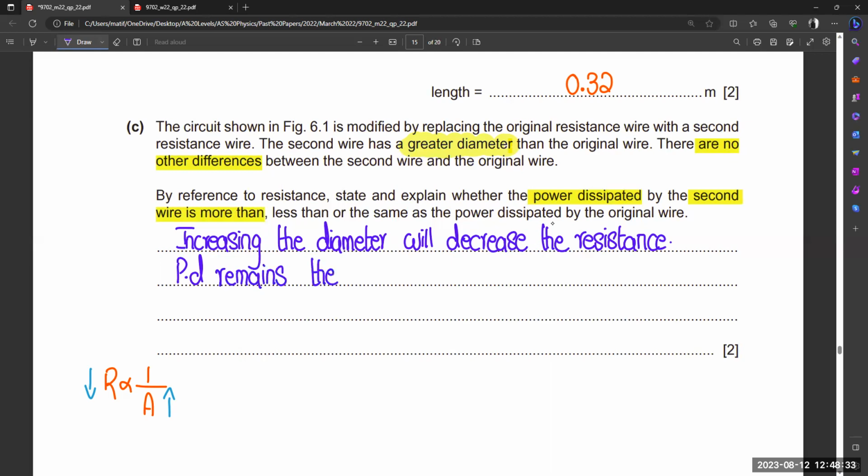The potential difference remains the same, and the value of electric current will increase.